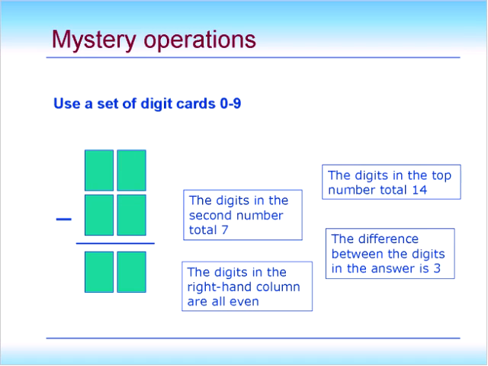The digits in the top number total 14. So that means it's double the second number. And the last one, the answer is greater than 50. We've made what we call a mystery, basically five clues. And if children work in a group, work together on this, they can try and solve the mystery together. And it works so well if they have the digit cards in front of them, the numbers 0 to 9, which they can rearrange and try to follow the rules.